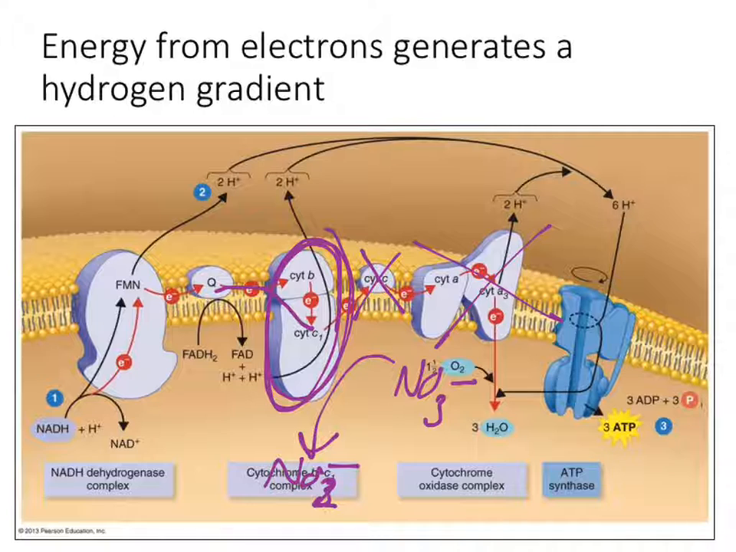Last point I want to make right now is that when we're talking about respiration, respiration really is referring to the Krebs cycle and this electron transport chain. In opposition, we have fermentation, which is just going to be glycolysis and then a reduction of pyruvate, oxidation of NADH. And that's what we'll talk about on Friday.